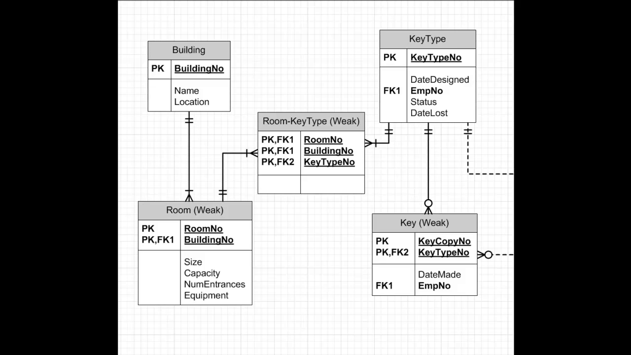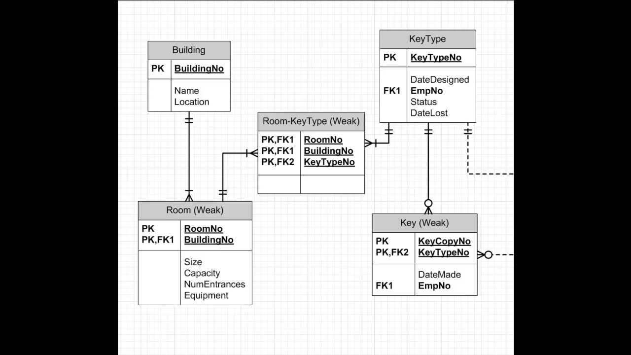In this scenario, you have building, which is a strong entity with a primary key of building number, and you have room, which is a weak entity, borrowing part of its primary key from building. The primary key for room is actually a composite of room number and building number, which is also a foreign key back to building. You also see an identifying relationship between building and room.